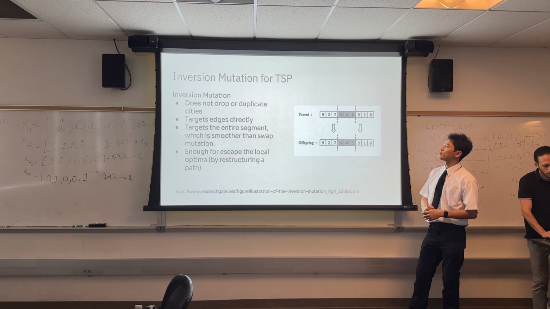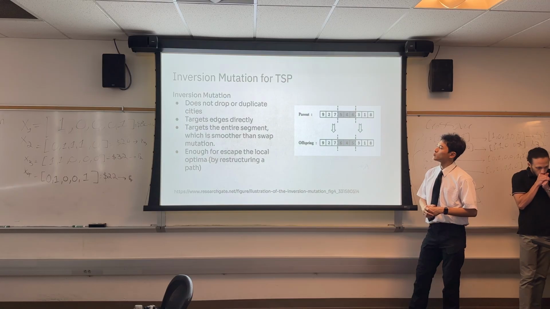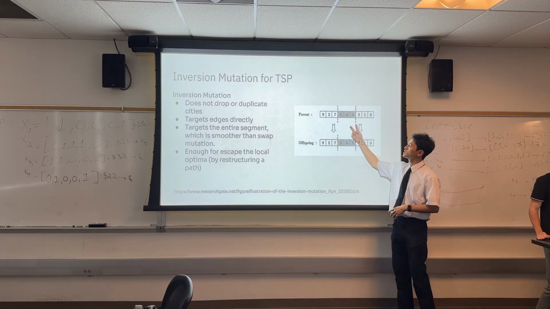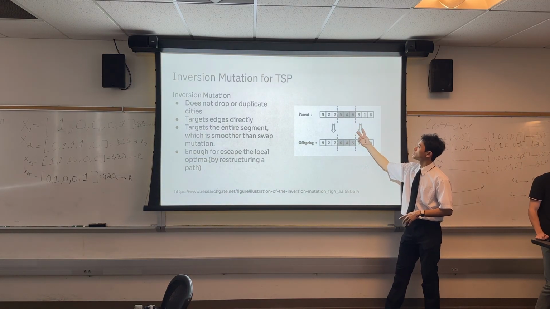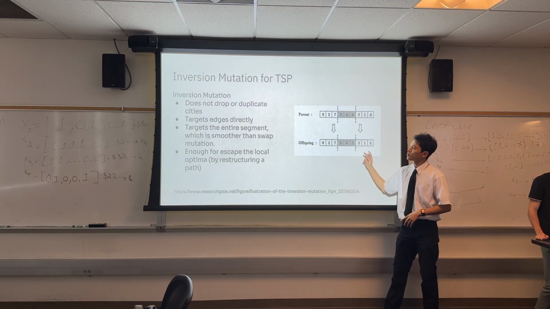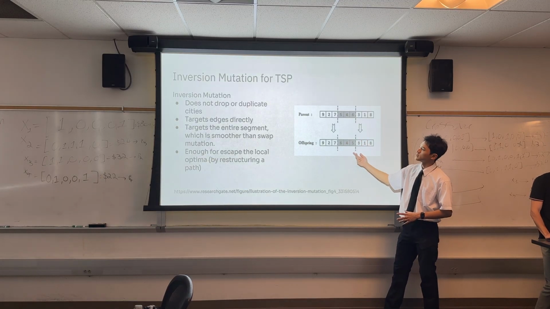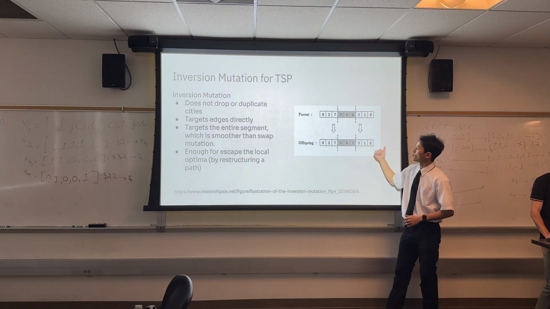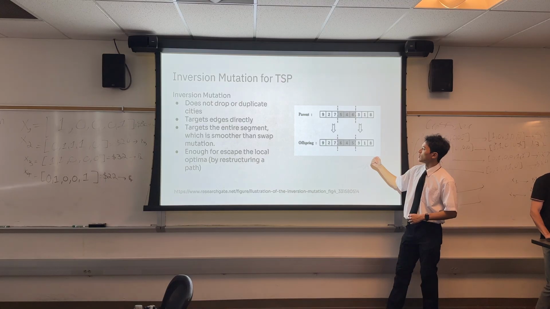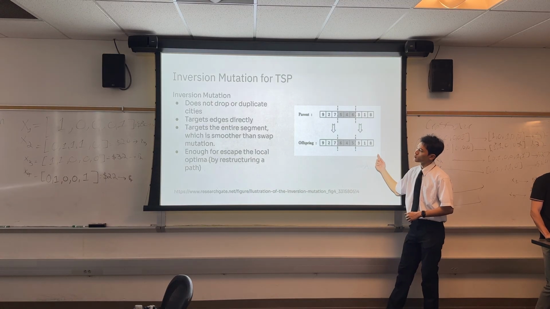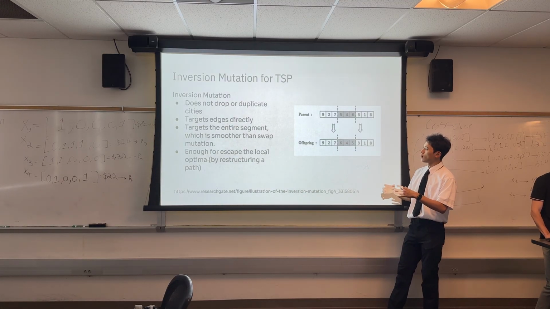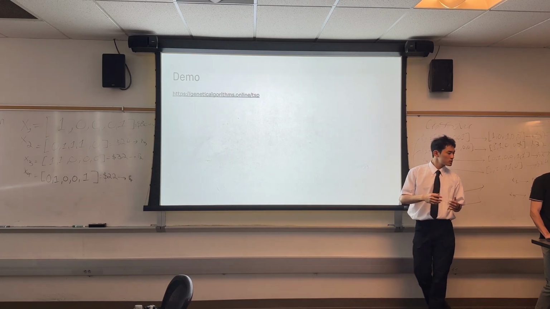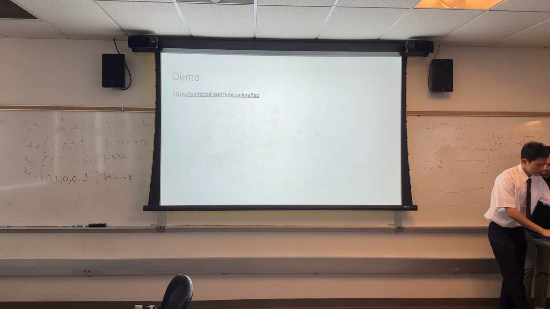So we introduce inversion mutation. As we mentioned before, basically we pick a section of the parent, and then we make sure that we invert it, so the order is still different, but it's not drastically different, and the edge is still intact. We're not dropping one, we're not changing one, and it's still pretty smooth. This way allows us enough randomness to escape from the local optima. And then we can show a demo over here.